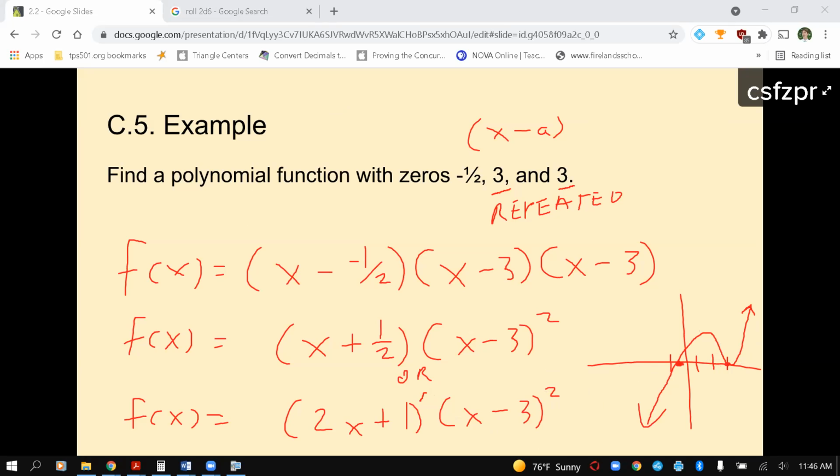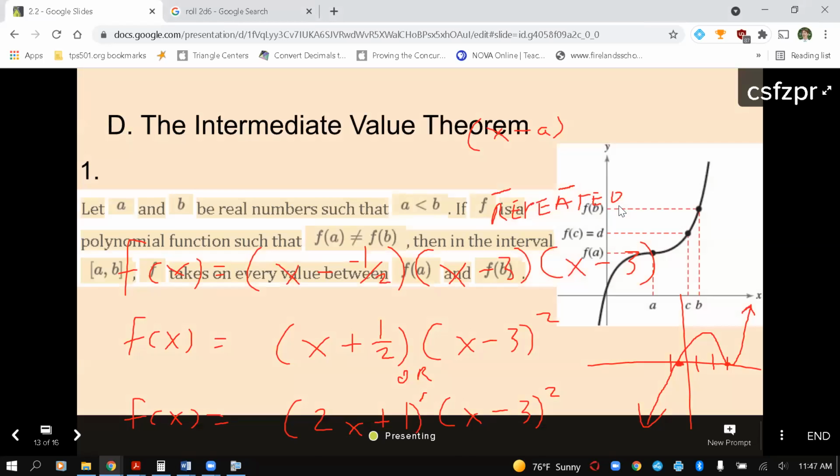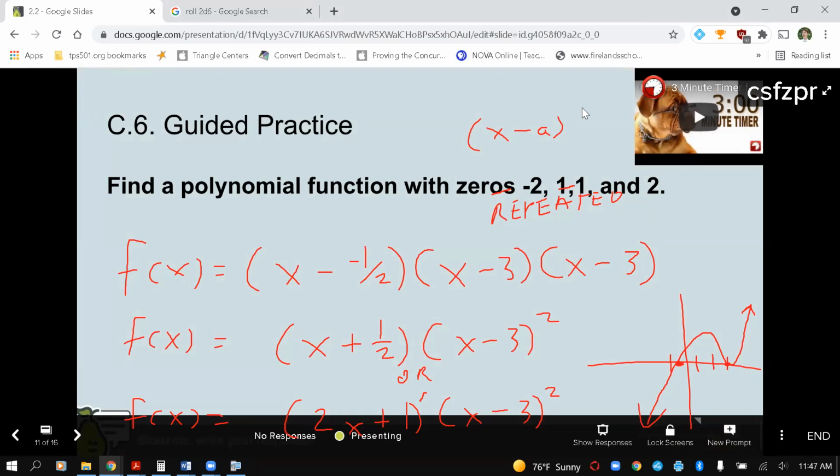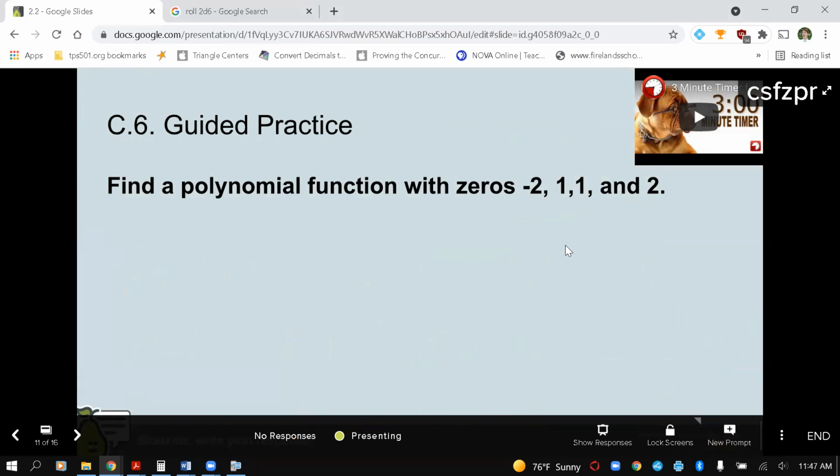Yay? You ready to try one? This might be the last thing we have time for today. Let's see. Oh no, we've got to sketch the graph. We got one more. All right, try this one then.